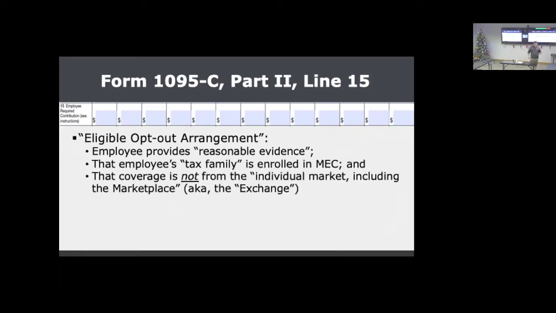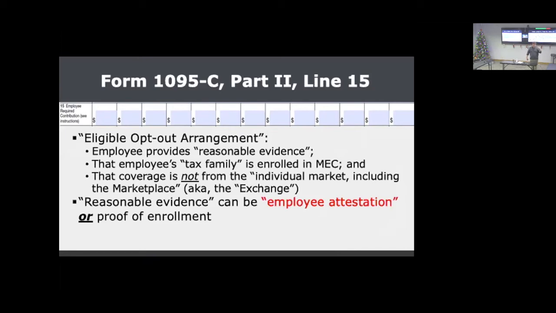That's where it becomes difficult, right? How do you know if somebody brings in their insurance plan whether it has minimum essential coverage, minimum value? You're probably not going to, right? That's why we are allowed to accept from the employee what's called an attestation form. So we have to, number one, provide reasonable evidence the employee's entire tax family is enrolled in qualifying coverage. Number two, we have to make sure that coverage is not from healthcare.gov or from an individual marketplace.